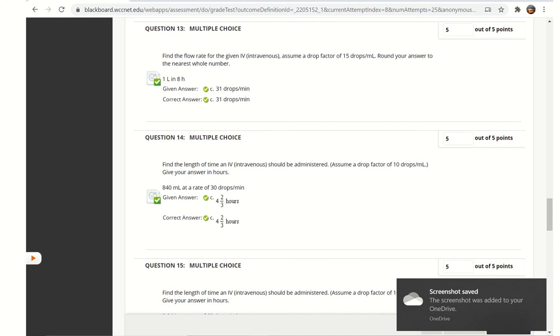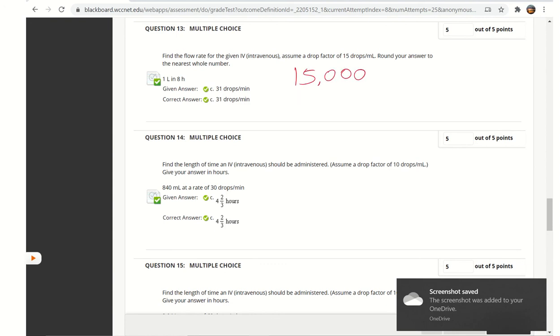Again, this one is flow rate, and we're given 1 liter and 15 drops per milliliter. Well, liters and milliliters, a little bit different there. This is going to be 1,000 milliliters. So we're going to take 1,000 times 15 to find out how many drops are in a liter. That is going to be 15,000.